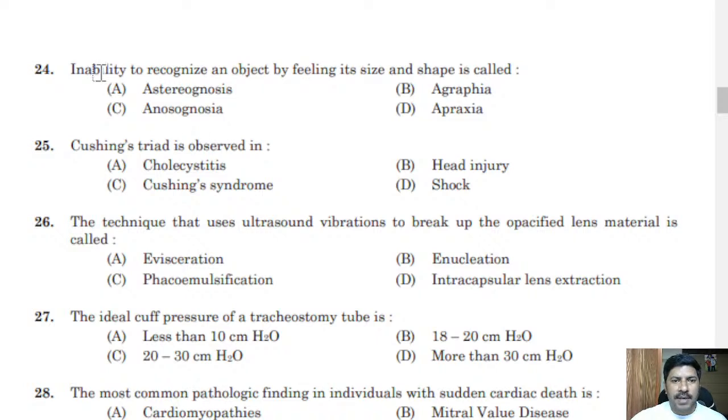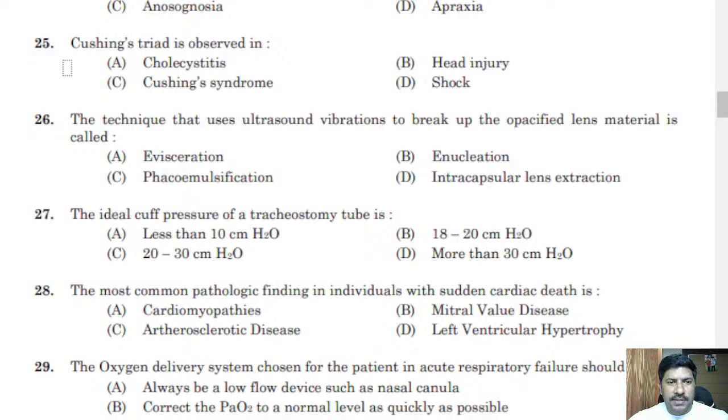24th question, inability to recognize an object by feeling its size and shape is called? So the correct answer is astereognosis. Astereognosis is the correct answer. Inability to recognize an object by feeling its size and shape. Then 25th question, Cushing's triad is observed in? Most people sometimes confuse it with Cushing syndrome, but Cushing's triad is a manifestation of increased ICP. So that is usually seen in head injury.